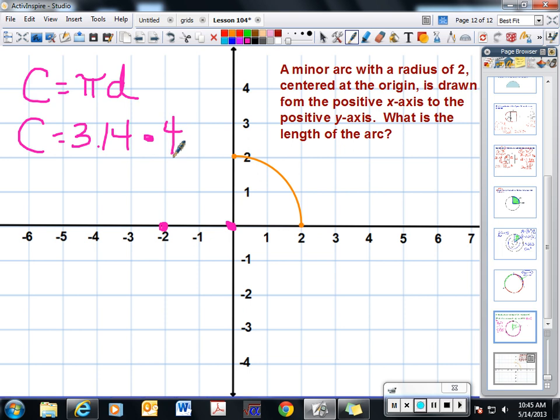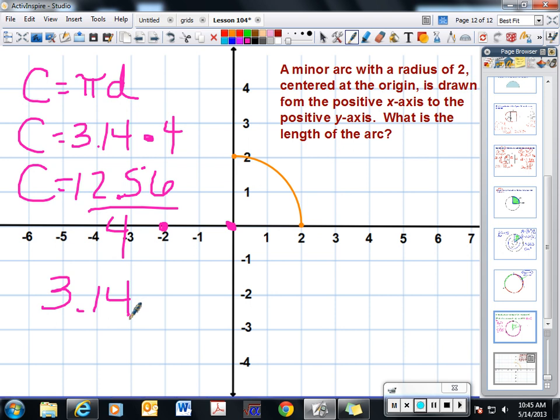That makes the entire circumference 12.56, but we only have 1/4 of the circle included in the arc. So you would divide that by 4, and it comes out to be 3.14 would be the length of the arc. And since it's on a coordinate graph, we can just use units for our unit of measure, our unit of length.